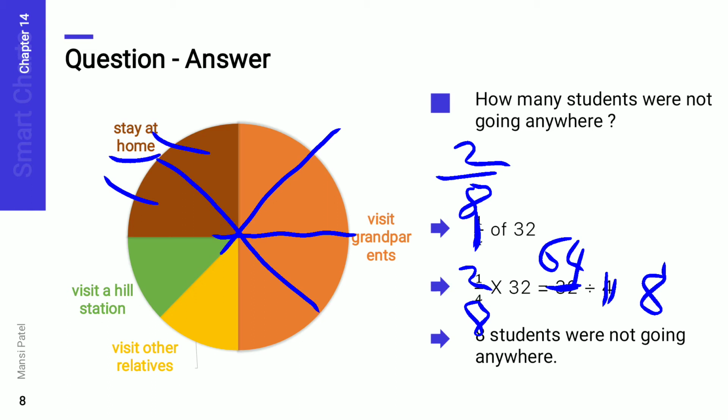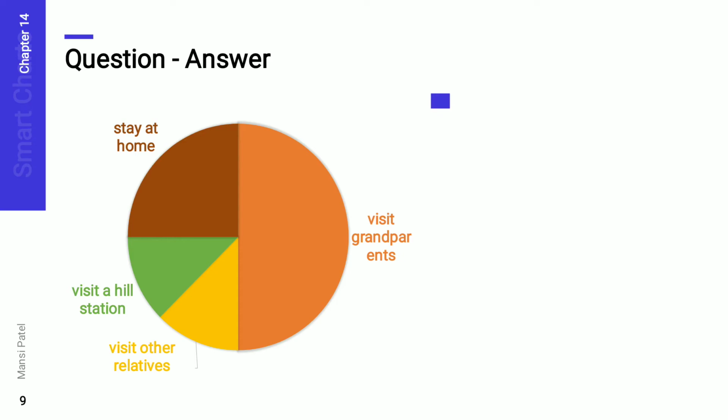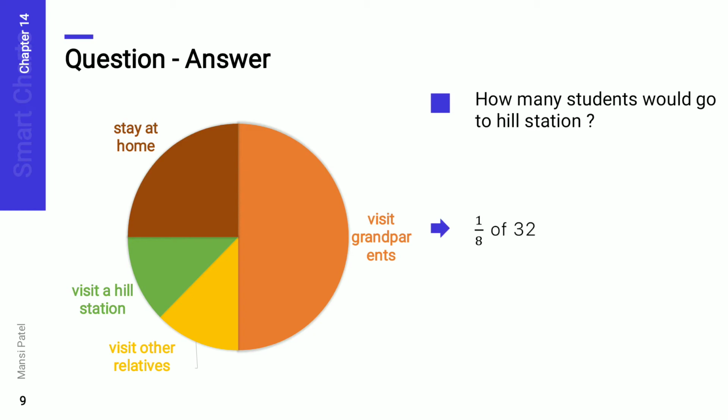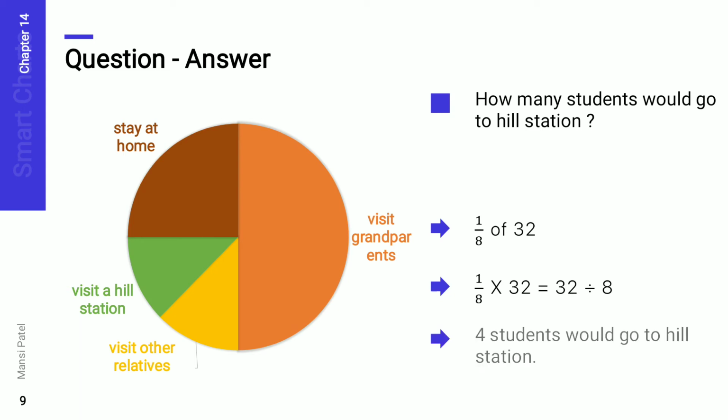Now your next question is: how many students would go to a hill station? What is the fraction to visit a hill station? That is 1 upon 8. So 1 upon 8 of 32, so 1 upon 8 multiplied by 32. 32 divided by 8 is equal to 4 students who would go to the hill station. This is the answer.